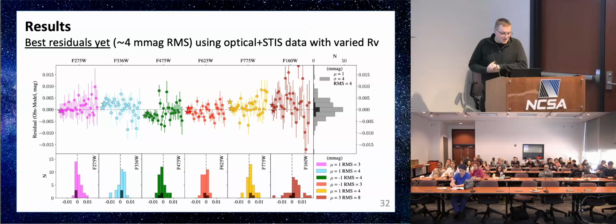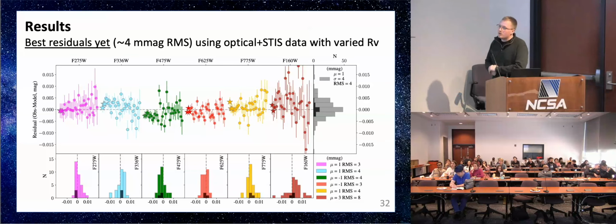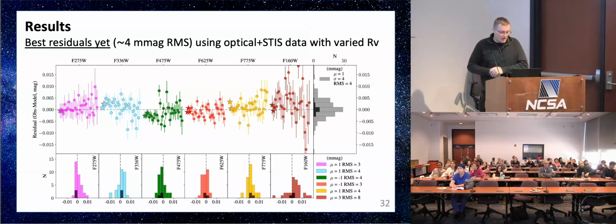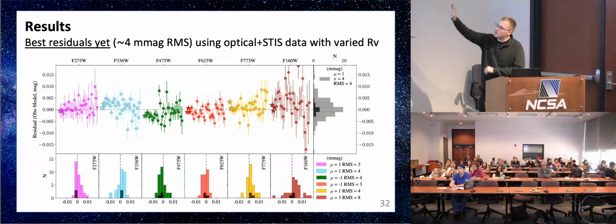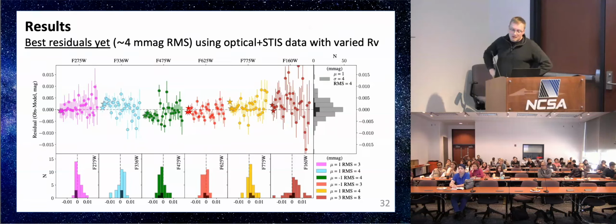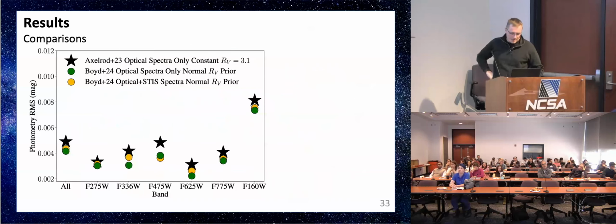We get very decent results. We get the best results yet on this network, where on average we've got an RMS of 4 millimag from the UV to the near infrared. As you can see, we're getting about between 3 and 4 millimag from the UV to the optical, but then things get a bit worse in the near infrared. We're getting about 8 millimag RMS, but that's to be expected because it's quite noisy data, and we're also trying to deal with that count rate non-linearity that I was referring to earlier.